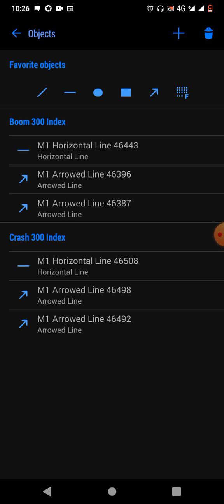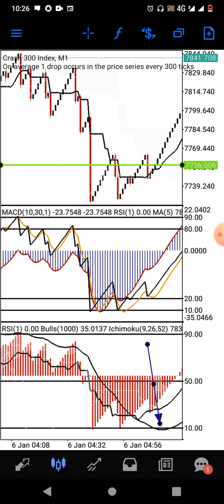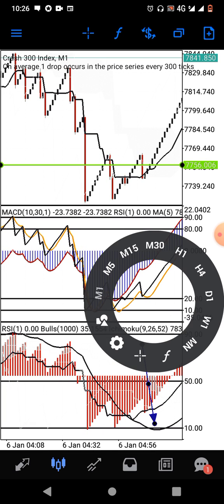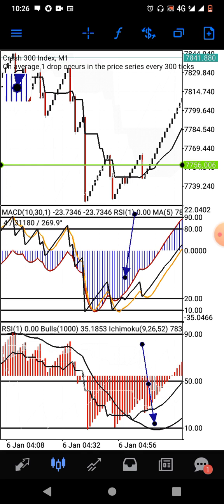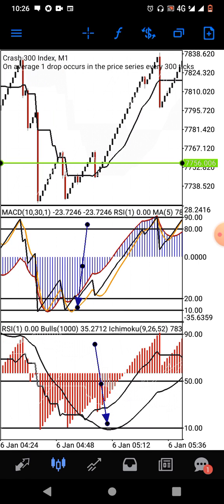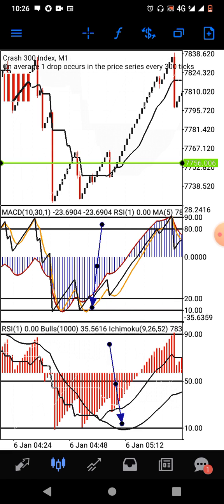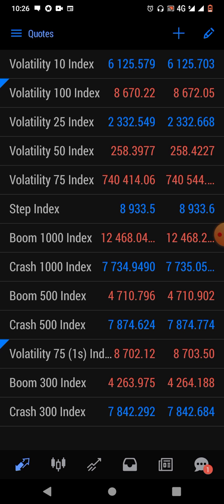You have another one here, and another one here too. So what happens? You take your buy when the Ichimoku crosses over, and then you take your buys and you profit. So enough of that for the Boom 500 and the Boom 300.